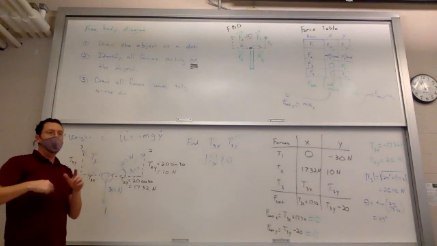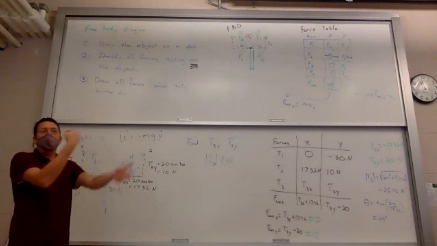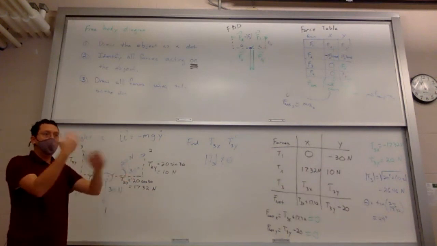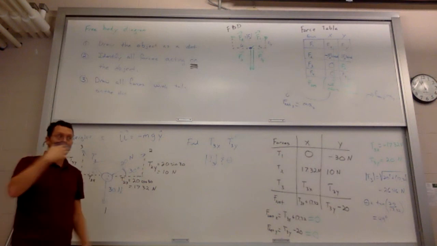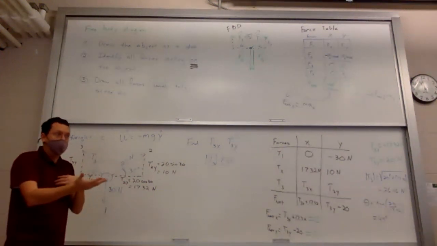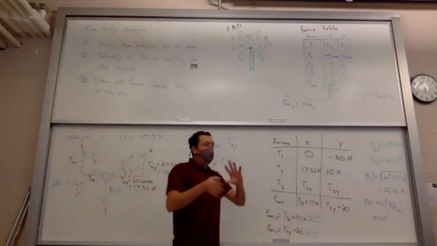So one of the forces is from the object, the other force is on the object. From and on. Watch the prepositions. Okay, it's all about prepositions. By the object or on the object. And they are equal and opposite.